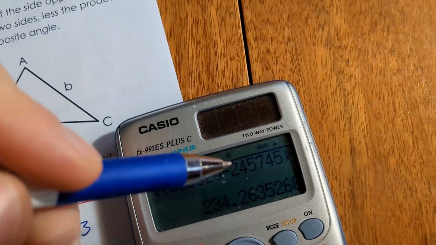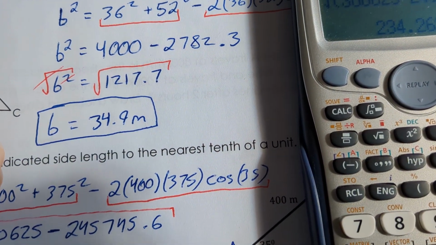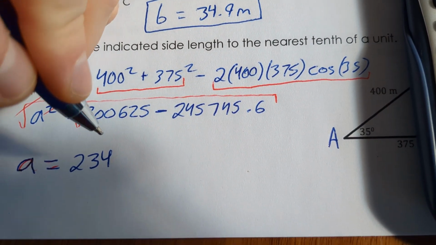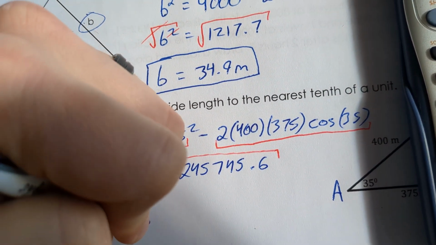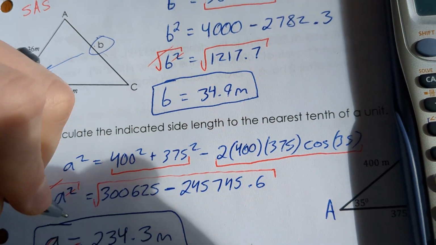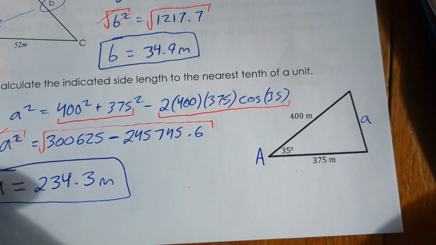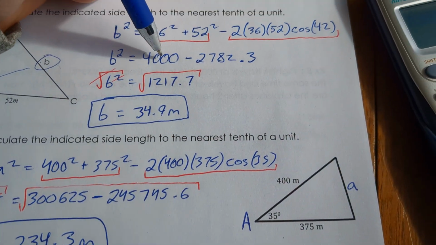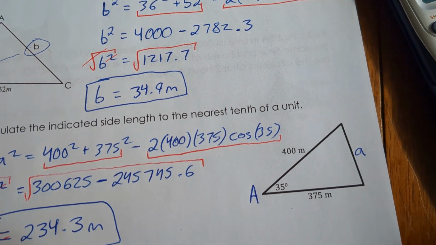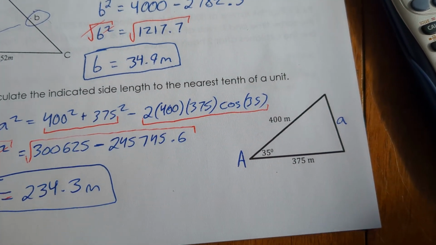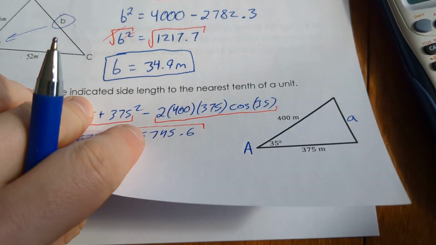Okay, so after we square rooted it, we should get 234.3 if we round it. And this is in meters, and that is our final answer. Okay? Again, you can always show this extra step if you want. I just square root it all at once because I know I'm going to have to square root it. All right, on to the next side.